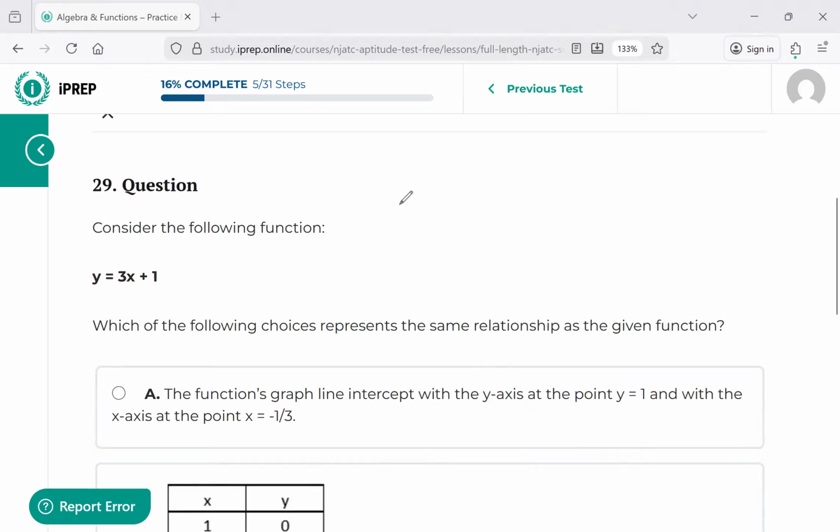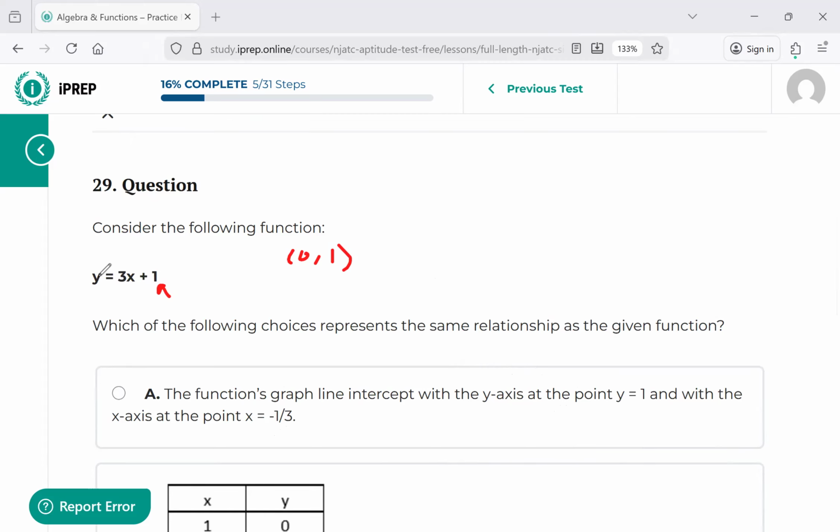So is it A? The function graph line intercepts the y-axis at 1, and the x-axis at negative 1/3. So what they're saying is, does this graph have a y-intercept at 0, 1? Yes, because the b is 1, that's the y-intercept. And then does this graph have an x-intercept at -1/3?